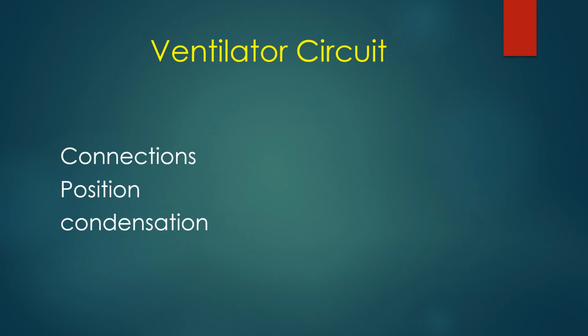Now, the ventilator circuit, that's another thing we're going to be checking when we go in and do our ventilator patient system check. So we want to check all the connections, make sure that the hoses are all connected everywhere, good and tight. And we want to look at the position of the tubing. We don't want the tubing laying across the patient's chest.